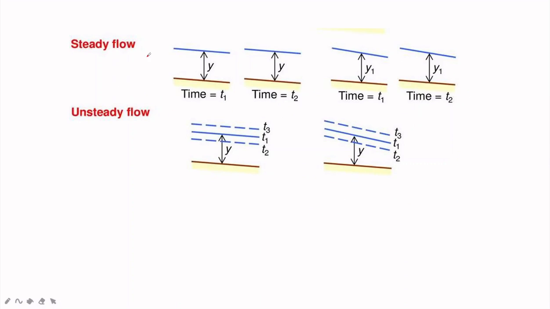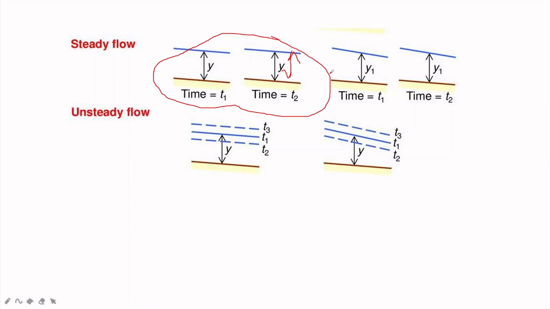So see, steady flow at distance y. At a time t1, at a distance y, this is the flow. So at a time t2 also the flow is the same. The distance y is the same. Okay, this is one type of fluid flow.